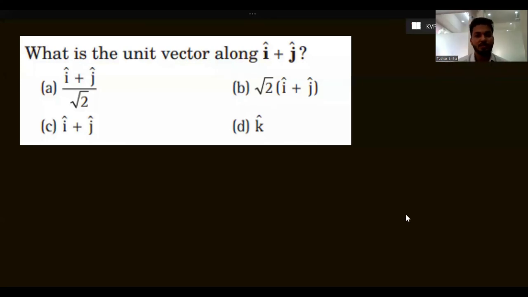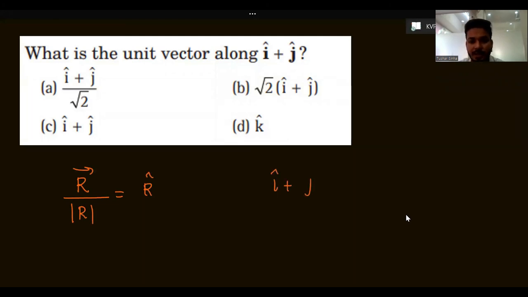So let's do this question again. This is one of the other common questions. They will ask you what is the unit vector, and I already told you the unit vector's formula. A vector is made up of magnitude as well as direction. So if I divide the vector by its own magnitude, we get what? The unit vector.